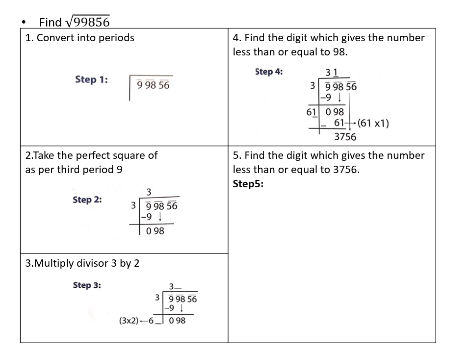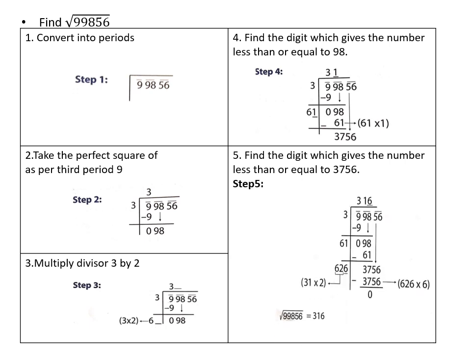And then, as it is a 3-digit number, 3 periods are there, so bring down the last period, that is 56. Now our new dividend becomes 3756.